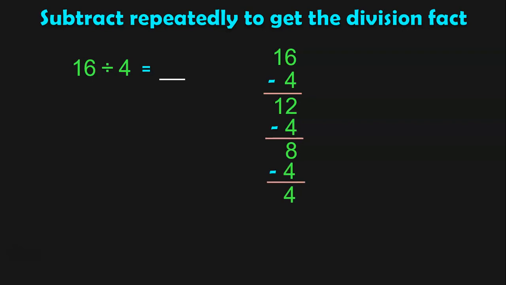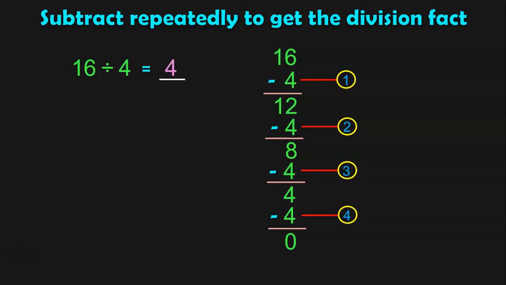So, still you can subtract 4. 4 minus 4 is 0. So, how many times did we perform the repeated subtraction? 1, 2, 3, 4. So, the answer is 16 divided by 4 is equal to 4. Hope you have understood this concept. Let us do more sums for better practice. Subtract repeatedly to get the division fact. 21 divided by 7 is equal to dash.